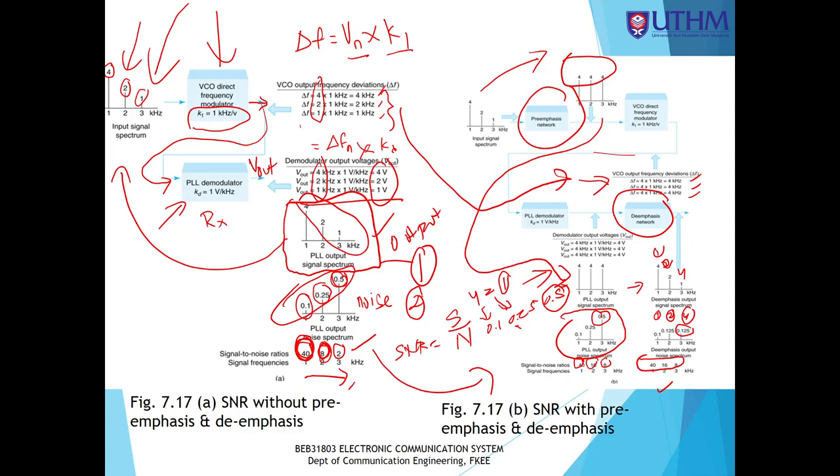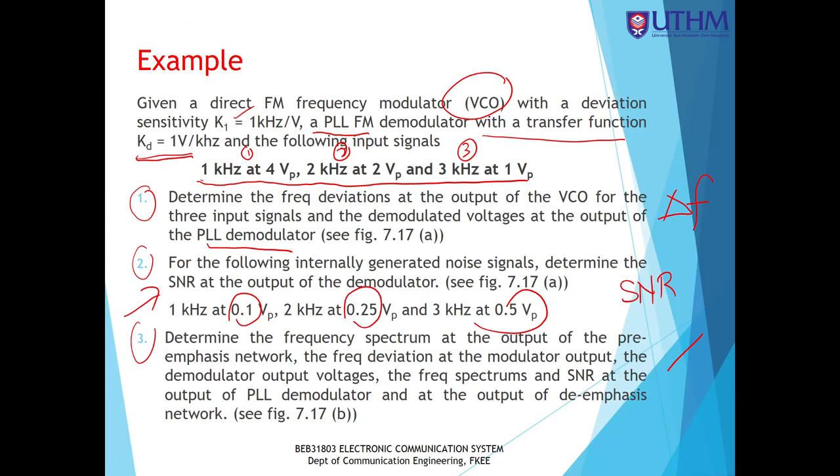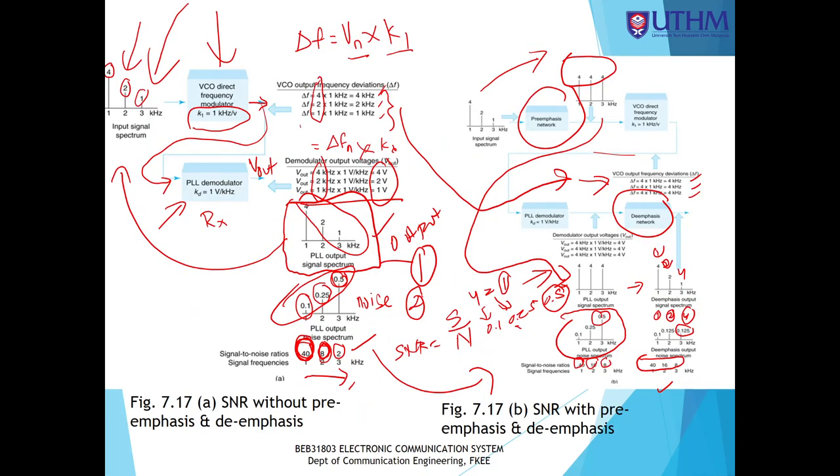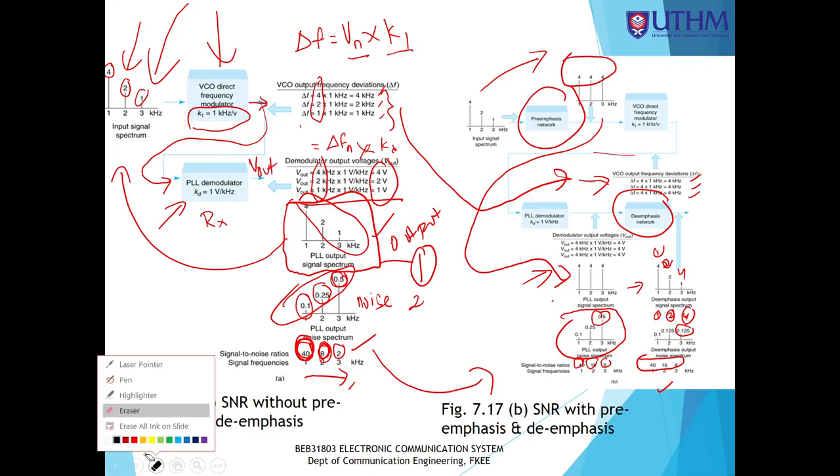Okay, so then it comes to the next question, which is question number 3 in the example. If you read question number 3, it says that we introduce the pre-emphasis and de-emphasis network, then repeat the same process. Okay, the question asks you to repeat the same process. Dia suruh buat kira semula SNR, sekiranya kita menggunakan pre-emphasis and de-emphasis network.